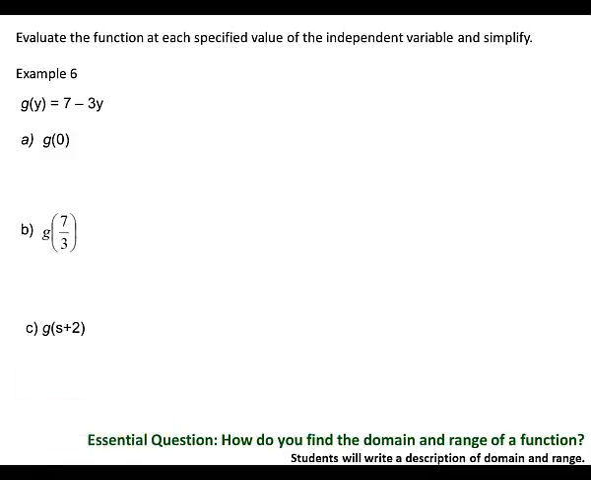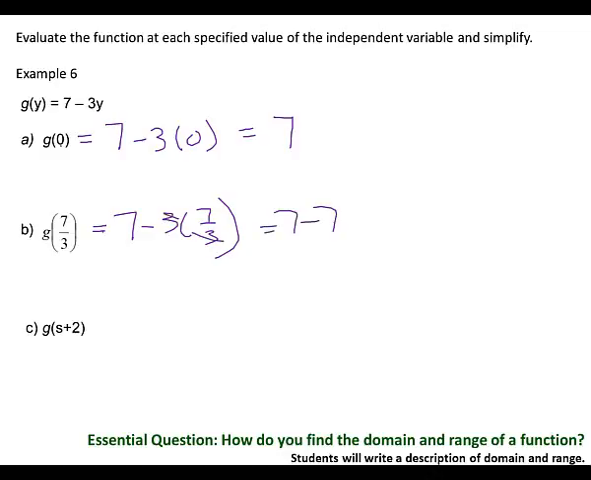So, what does this mean that I'm going to plug in for the y? 0. So I'm going to write g of 0 equals, and I'm going to plug 0 in where the y is. What's 3 times 0? 0, so what's my answer to that one? 7. What does it say I'm plugging in for the y this time? 7/3. What happens? The 3's cancel, so I'm left with 7 minus 7, which is 0.